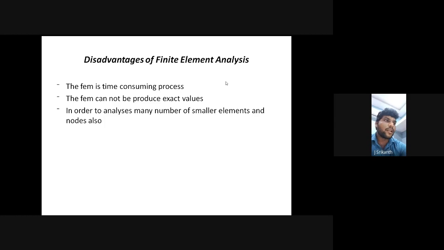Okay, next one: FEM cannot produce an exact value. Already I have said it gives an approximate value. The finite element method, for any type of problem, does not produce an exact value; it finds an approximate value. That is another disadvantage. And then, to analyze many smaller elements and nodes, as already discussed, working through the whole body is very tough. Finding the smaller elements using finite element method is also time consuming.